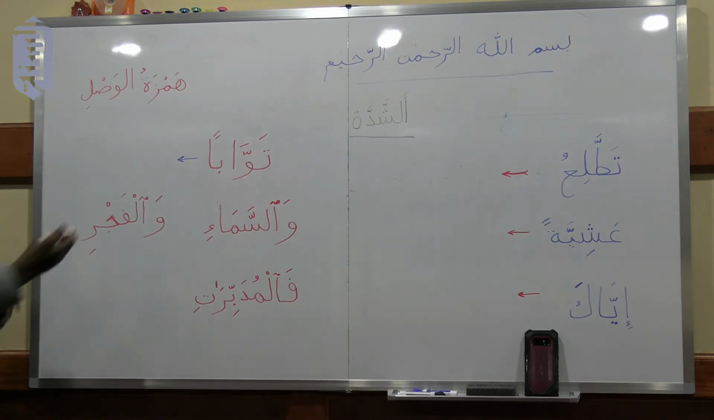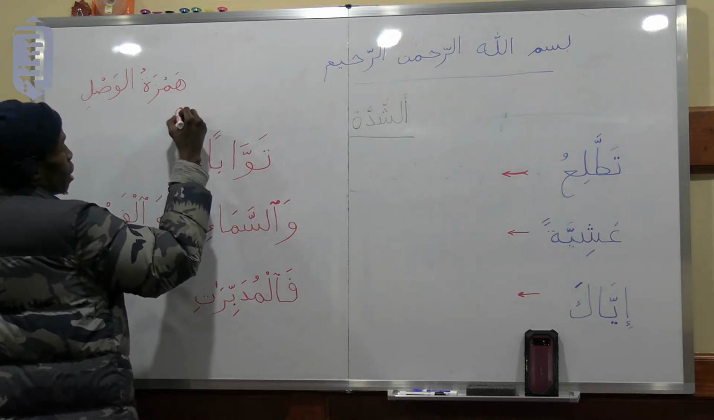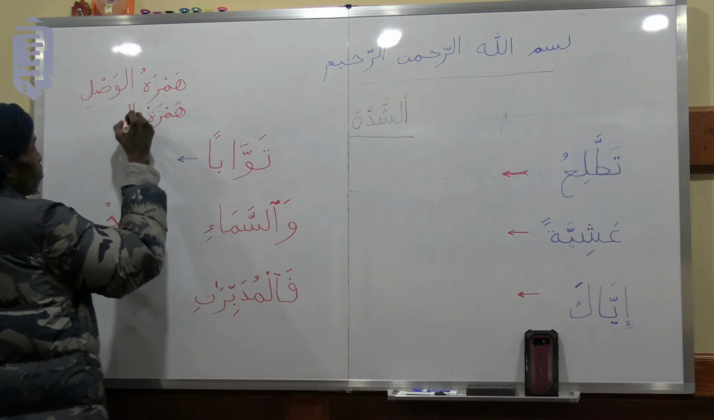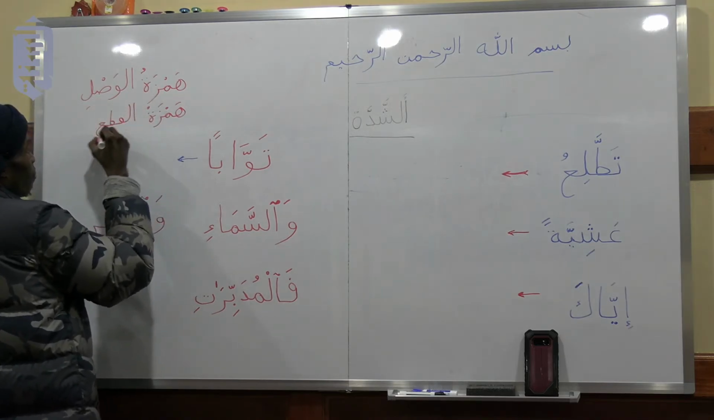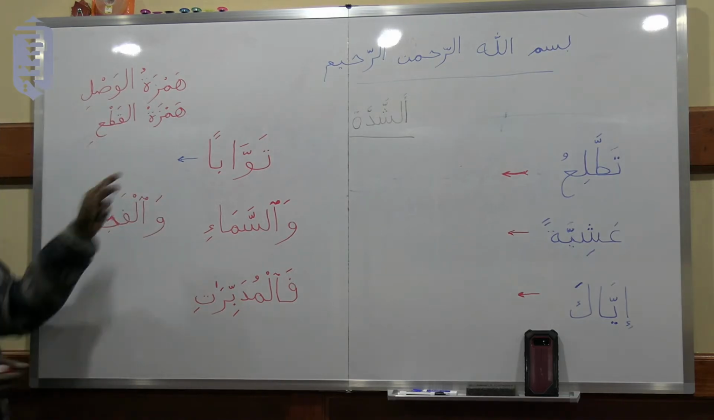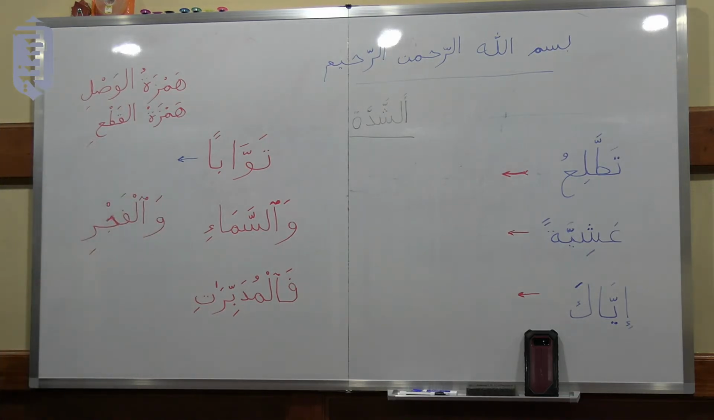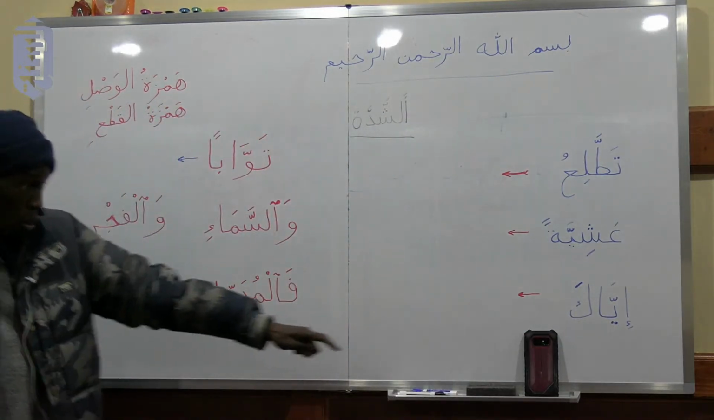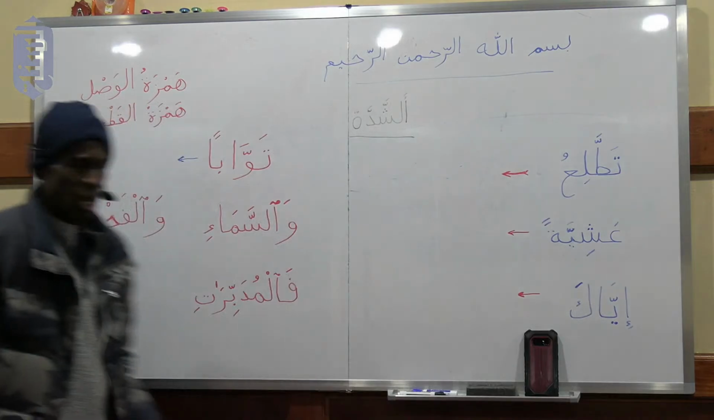Consider that there are two hamzas. One is the hamza of linking that links one word to another word. Consider there's another hamza called Hamzatul Qat'i, the definite or cutting hamza, the hamza that is crisp, that you have to pronounce, the one that comes from deep down in the throat. The one that is written like this is called Hamzatul Qat'i, the definite hamza.